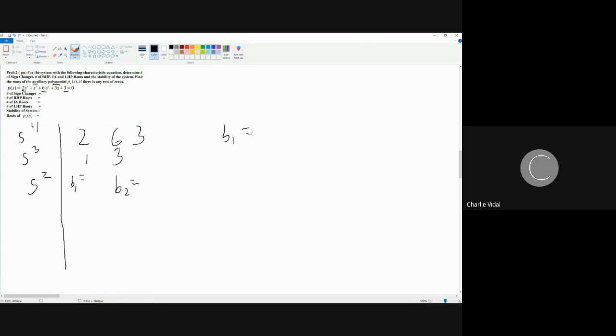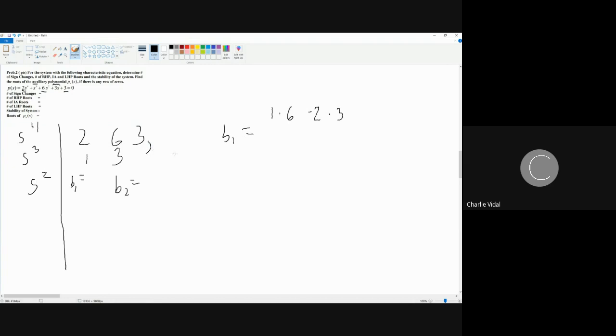B1 is equal to 1 times 6 minus 2 times 3. Also, I just want to let you guys know, if you're thinking like, oh, okay, so 2 times a half is 1, 6 times a half is 3, it could be a row of zeros, but if you do 3 times 1/2, that does not equal 0, right? 3 times 1/2 does not equal 0. So this is not going to be a row of zeros.